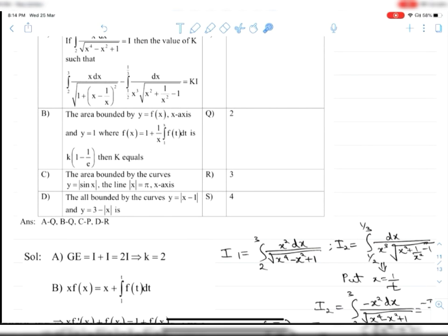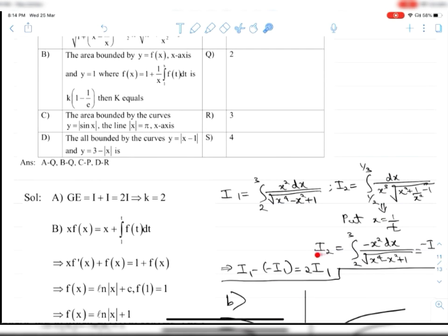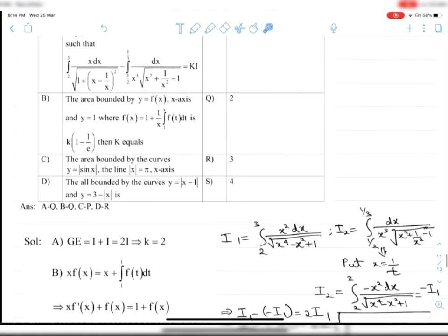And I2, it's very obvious. If it's 1 by 2 and 1 by 3 and it is asking you in this form, you need not calculate it. 1 by 2 to 1 by 3, in the place of x I'll substitute 1 by t. If I substitute 1 by t and manipulate it, I2 I'm getting as integral 2 to 3 minus x square dx over square root of this, which is nothing but minus I1. So the function will be I1 minus of minus I1, which is nothing but 2 I1. So k equals 2.